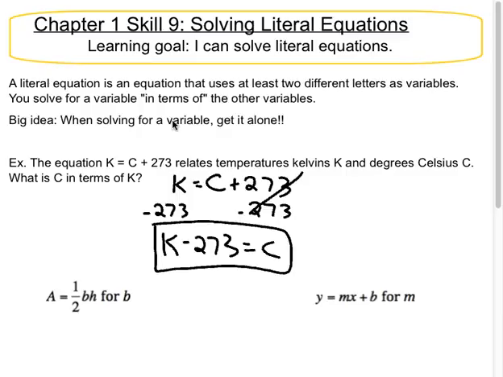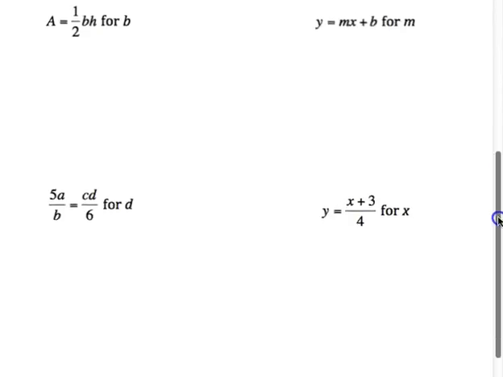So again, that's an example of a literal equation, okay? I can rearrange that equation to now solve it for C instead of solving for K. So basically saying that for Celsius, you take the degrees Kelvin and subtract off 273. So we're going to practice this skill with other scenarios, okay?